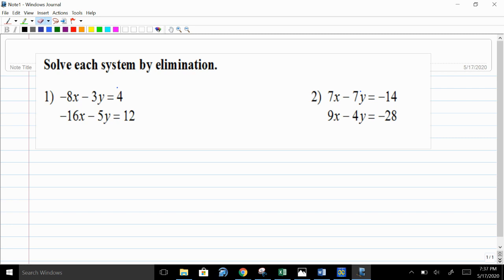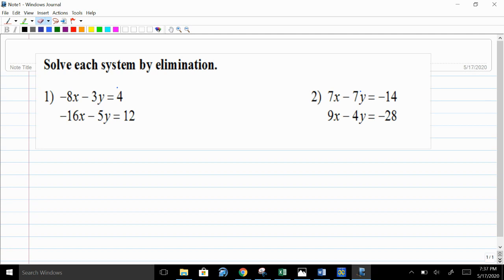All right, guys, so we're continuing with elimination here. This is the last we're going to talk about it. We're at the end of the road as far as elimination is concerned. The problems today are going to get a little more challenging in the fact that you're not going to see numbers that are the same.